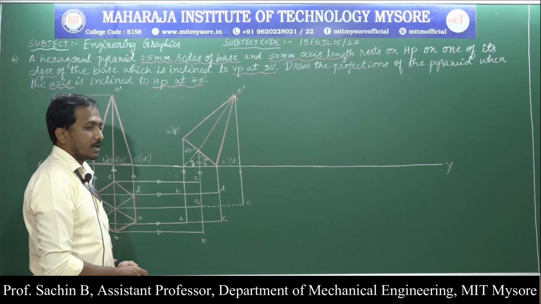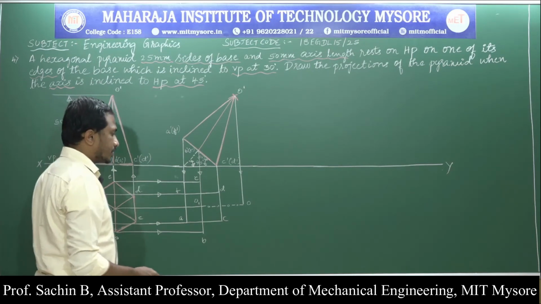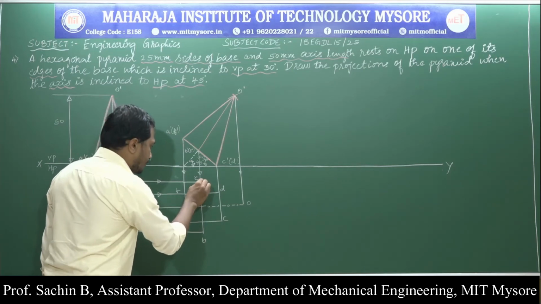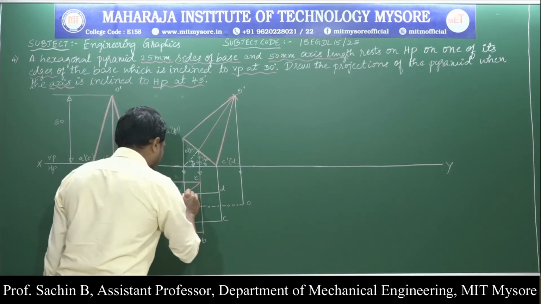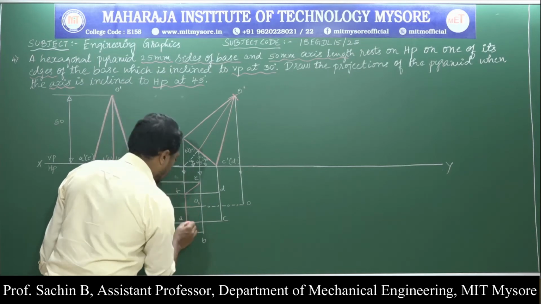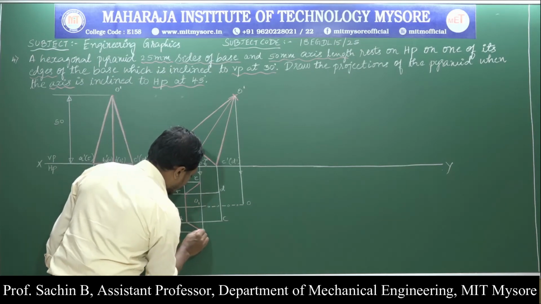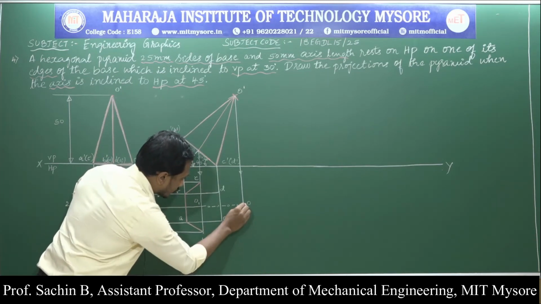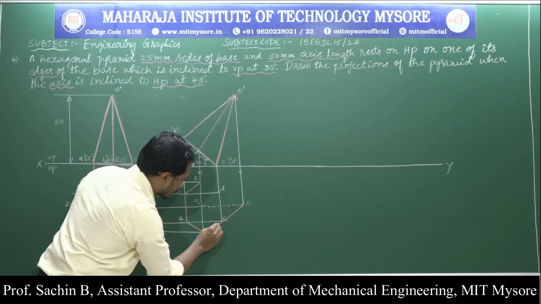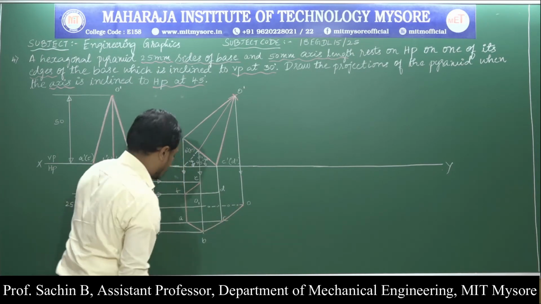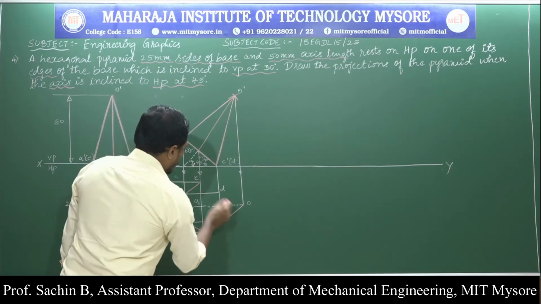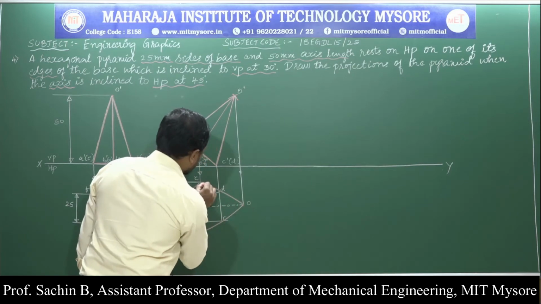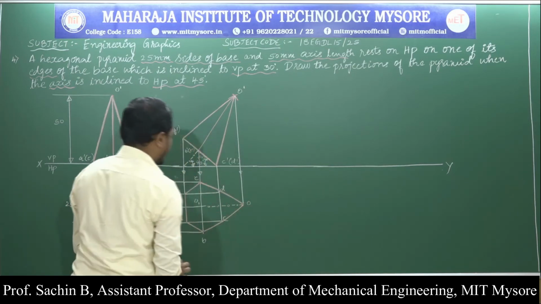Based on that, the first condition is the outermost edges are visible. According to it, I am going to start from E to F, F to A, next A to B, then from O to B, and next O to E. This is my outermost edge.